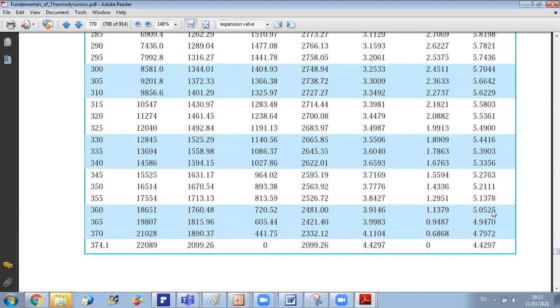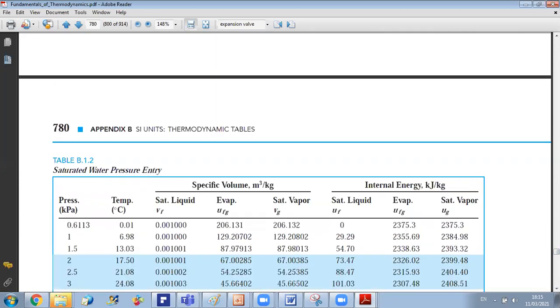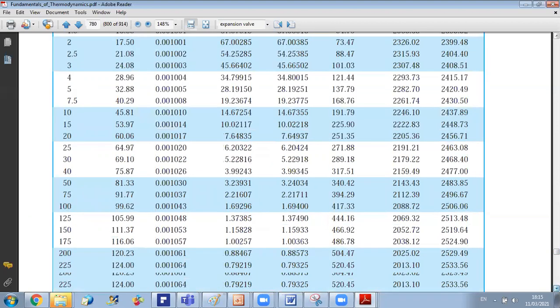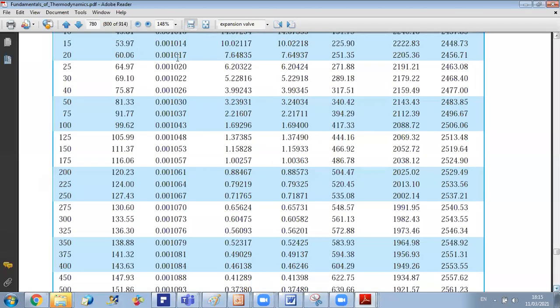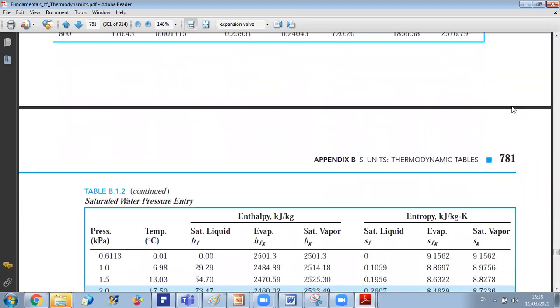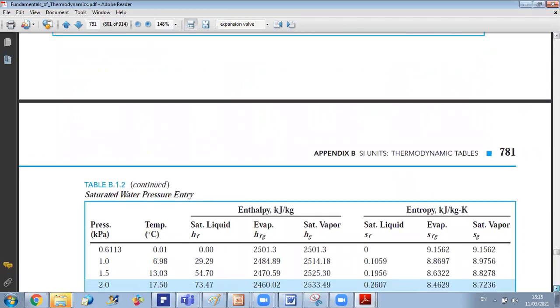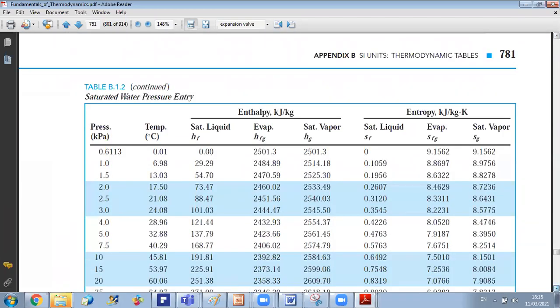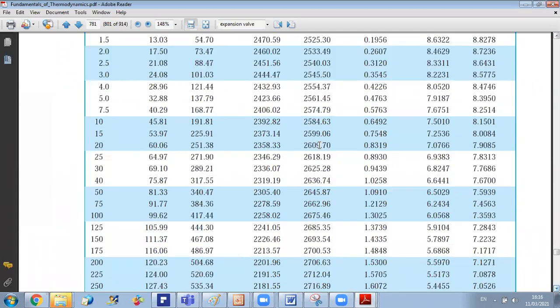Okay, so this is saturated water, pressure entry. I want a pressure of 150 kilopascal. So it is here. Okay, this is 150 kilopascal. Now let us make sure: this table is for specific volume and internal energy, so the next one will be for enthalpy. Now I will read the values of HF and HG for 150 kilopascal. So this is my line of interest here.